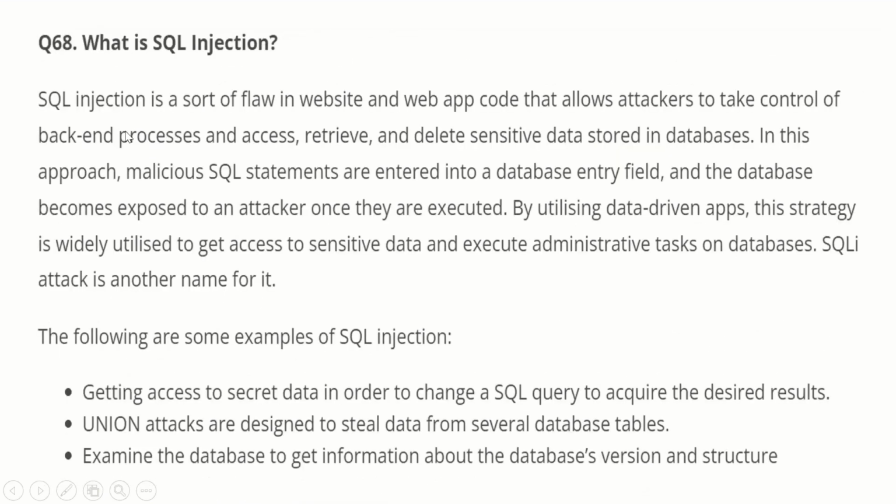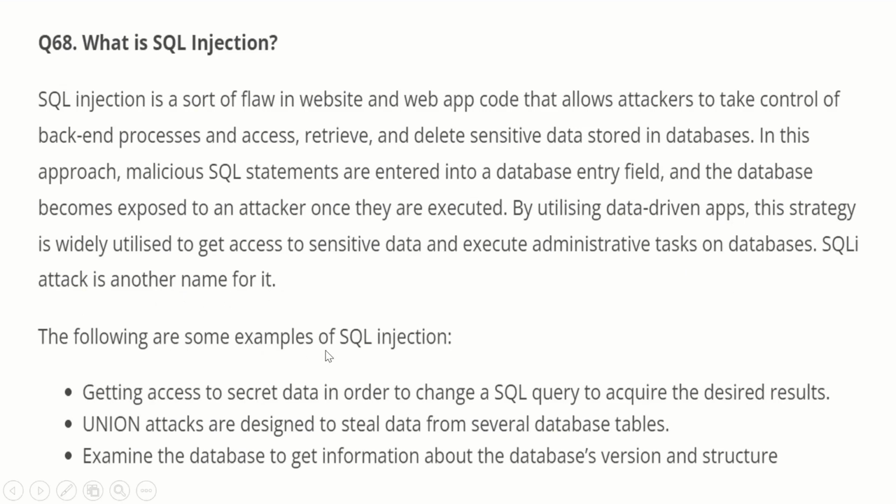So then, what is SQL injection? This is a very important question. SQL injection is a sort of flaw in website and web app code that allows attackers to take control of the backend processes and access, retrieve and delete sensitive data stored in databases. So this is a kind of hacking of data. In this approach, malicious SQL statements are entered into the database entry field and the database becomes exposed to an attacker once they are executed. By utilizing data-driven apps, this strategy is widely used to get access to sensitive data and execute administrative tasks on the database. SQLI attack is another name for it.